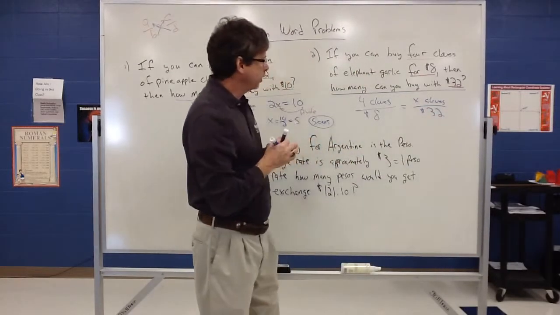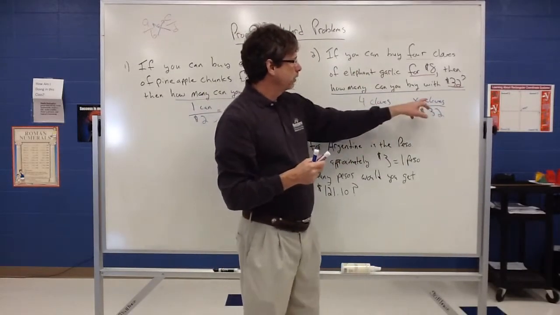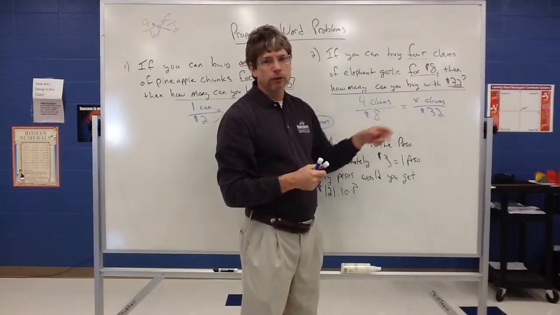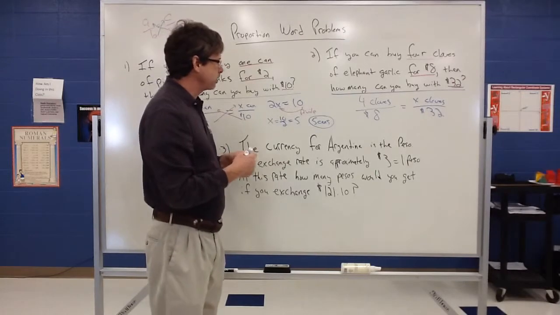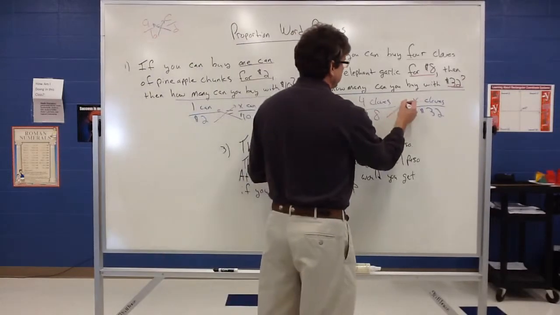Again, the labels have to match up. Since I went clothes to dollars, this side here has to also be clothes to dollars. And that's kind of the cue that you set your proportion up correctly. Now once I have the proportion set up, we learned that we just cross multiply to find the answer.